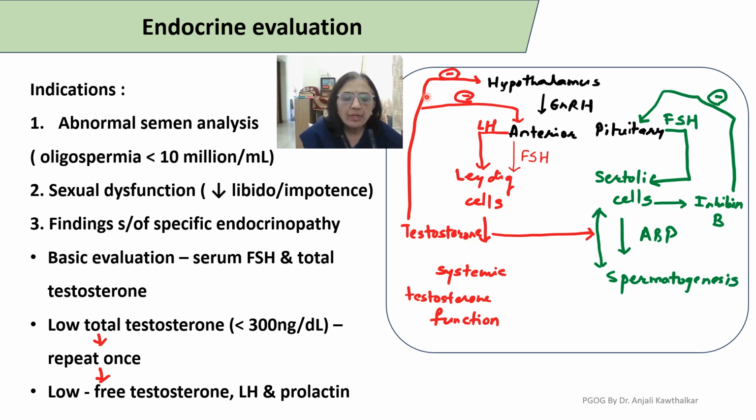Testosterone negatively reduces the amount of LH secreted. Inhibin B negatively reduces the amount of FSH secreted. And testosterone also has a peripheral action, being necessary for spermatogenesis in the seminiferous tubules.